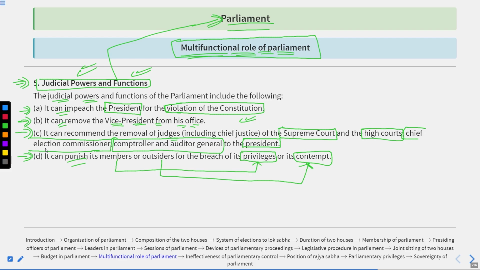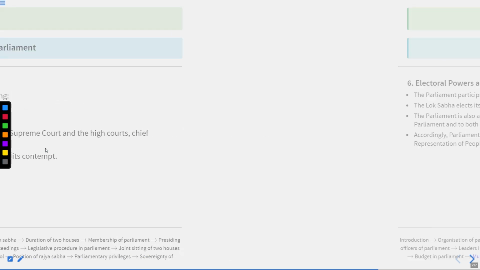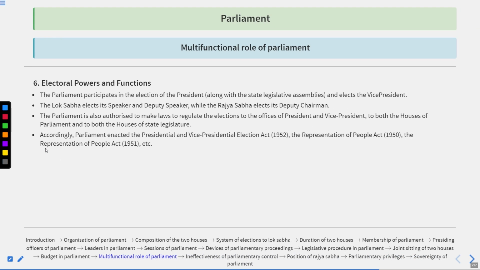Thereafter, the Parliament also has the power to punish its own members if they are found breaching the privileges they have got, and outsiders if they are found in contempt of the parliamentary provisions.